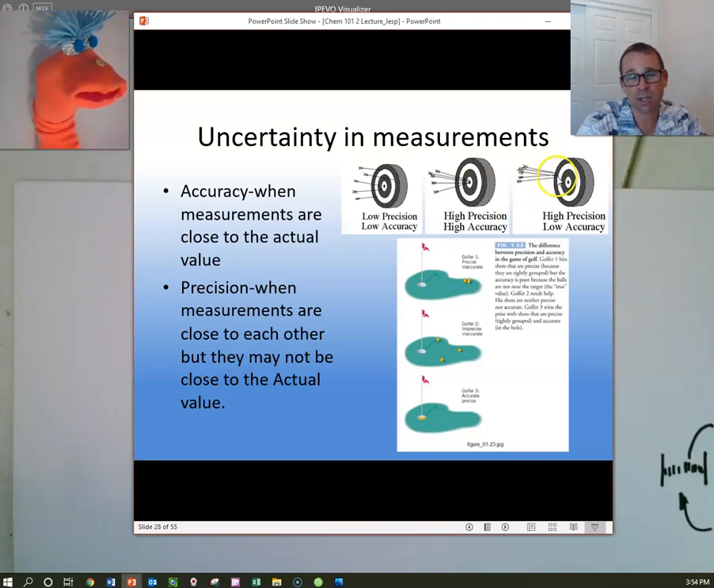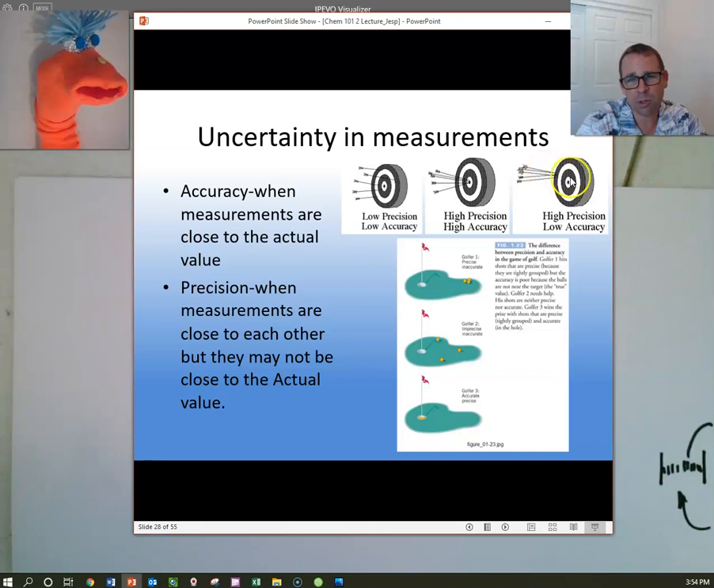Here we have a cluster that is off the bullseye. So it's precise, but it's not in the right place, so it's low accuracy. So in general, we want something that produces high accuracy and high precision.